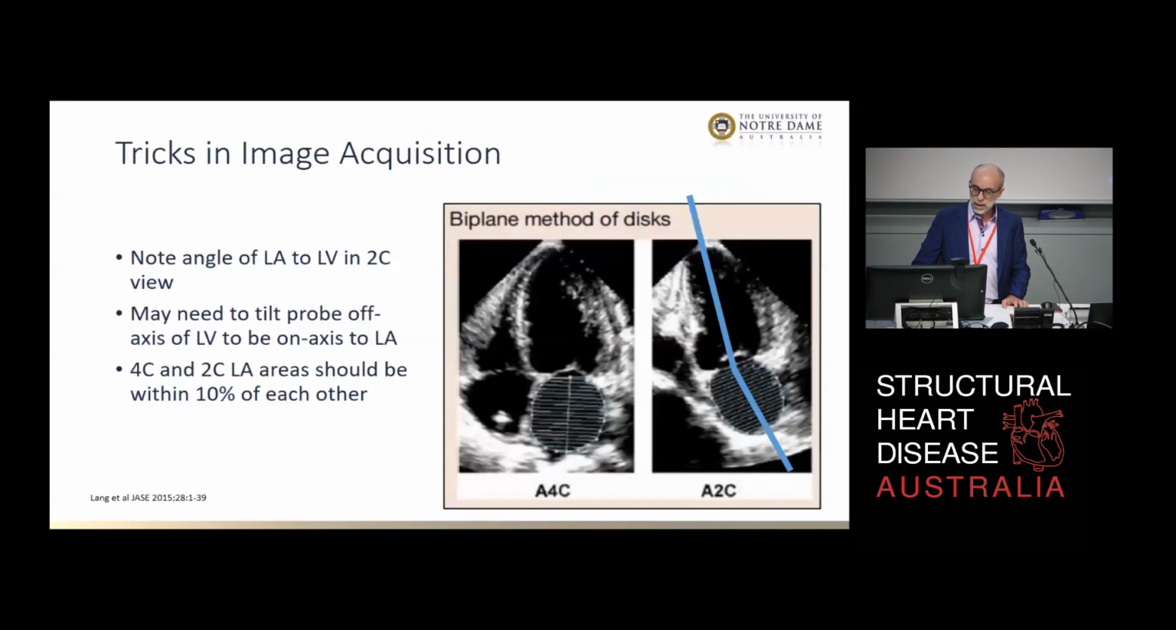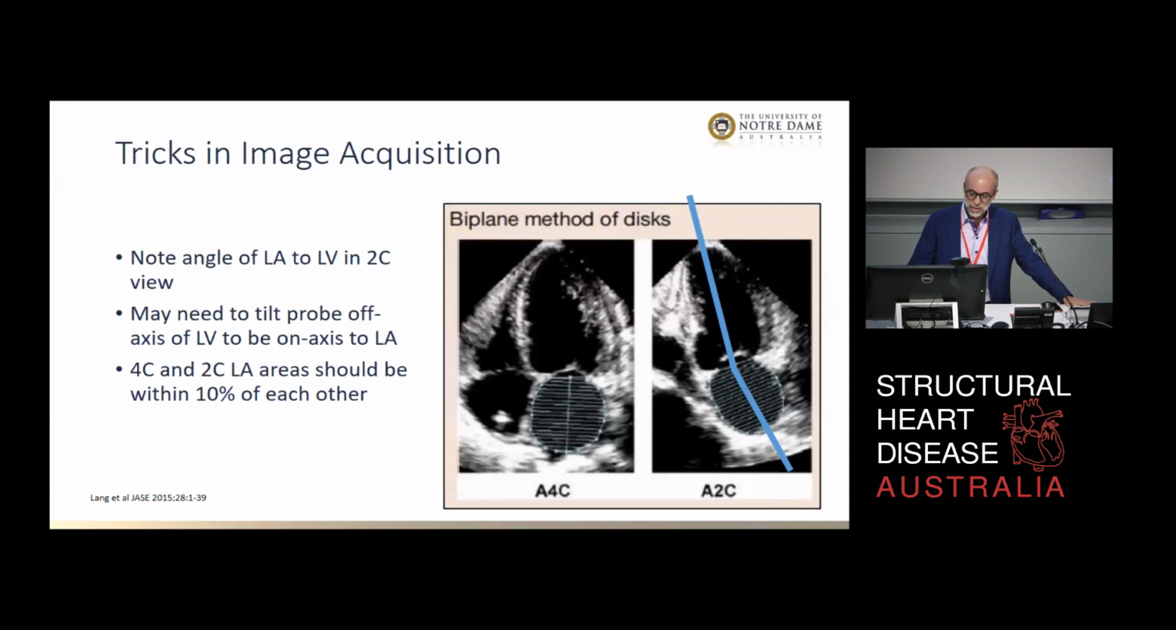So you already saw from the previous talk about the angle dependency. This is the slide from the ASE guidelines showing the difference. In the 4-chamber view, it's relatively straight, but in this particular example, in the 2-chamber view, you can see there's a clear angle between the left ventricle and the left atrium. So you need to make sure that you're maximising the left atrial volume if you're measuring the left atrium rather than the LV. So there's nothing wrong with having an off-axis LV when you're measuring the left atrium.